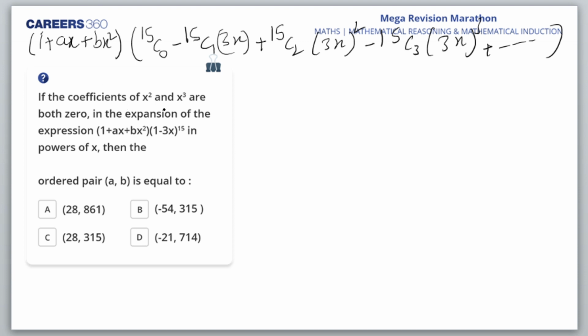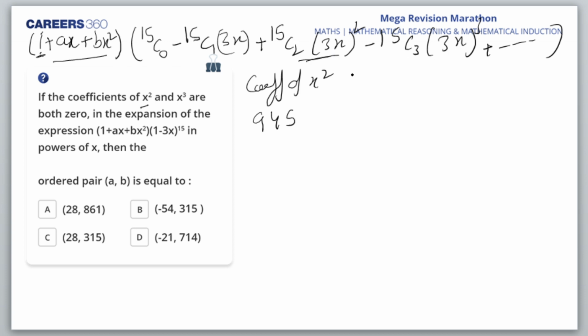So, coefficient of x square. How do I get the coefficient of x square on multiplication of these two polynomials? Tell me. When I multiply 1 with this term, I'll get the coefficient of x square. Isn't that right? So first I'll add up the coefficient of x square. 3 3 is 9, 15C2 is 105, 9 into 105 is 945 with a plus sign. So I'll get 945, that is on multiplication of 1 with 15C2 (3x) whole square.